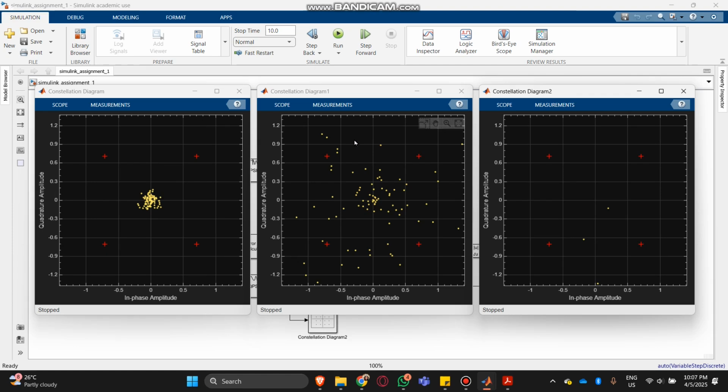Next, constellation diagram 1. Constellation diagram 1 displays scattered points around the QPSK points and represents the QPSK OFDM signal affected by Gaussian noise. The spread around each point indicates the presence of noise. Next, we go to constellation diagram 2. Constellation diagram 2 displays less scattered signal, which indicates a clearer signal with reduced noise. It represents the received signal after demodulation and some form of noise filtering.